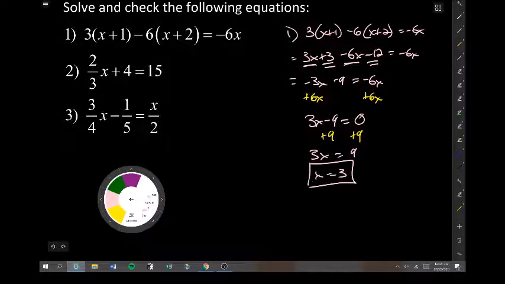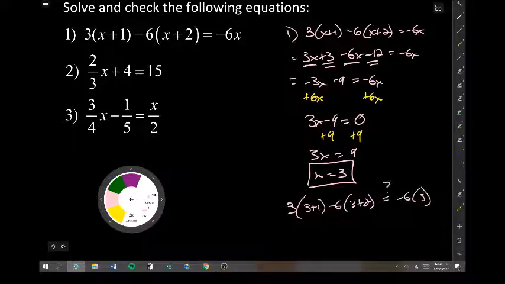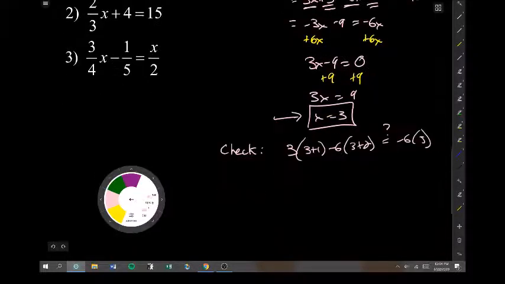x equals 3. So now I'm going to check. Is 3 times 3 plus 1 minus 6 times 3 plus 2 equal to negative 6 times 3? I'm going to put a big question mark here, and I'm going to label the fact that I'm doing the check. This is me checking. So here's my solution. Here's me checking the solution.